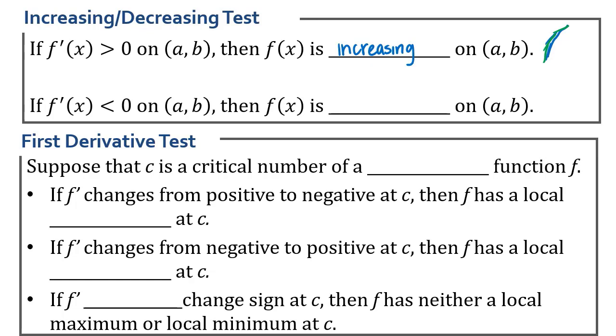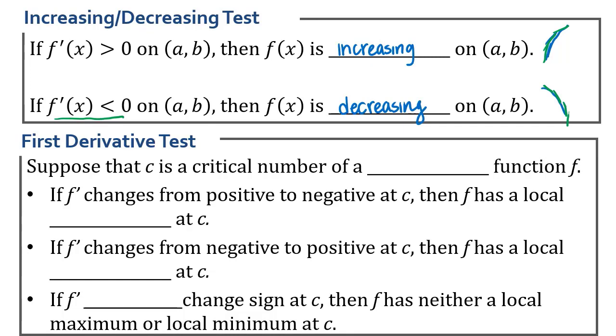If the derivative is negative on an interval, then the function is decreasing. If you think about a decreasing function, it's going down, so the slopes of all those tangent lines are going to be negative. So that's why we say that. This concept is going to come into play in the first derivative test.